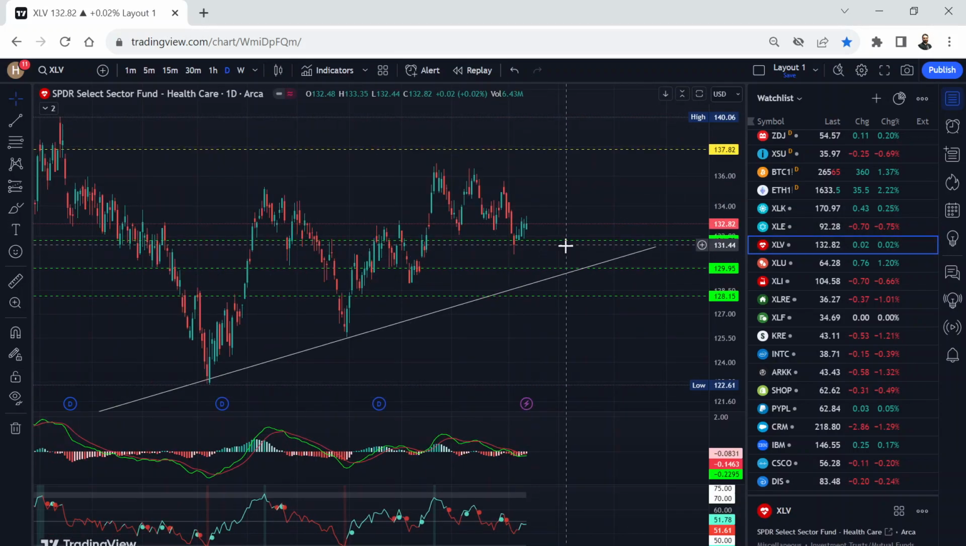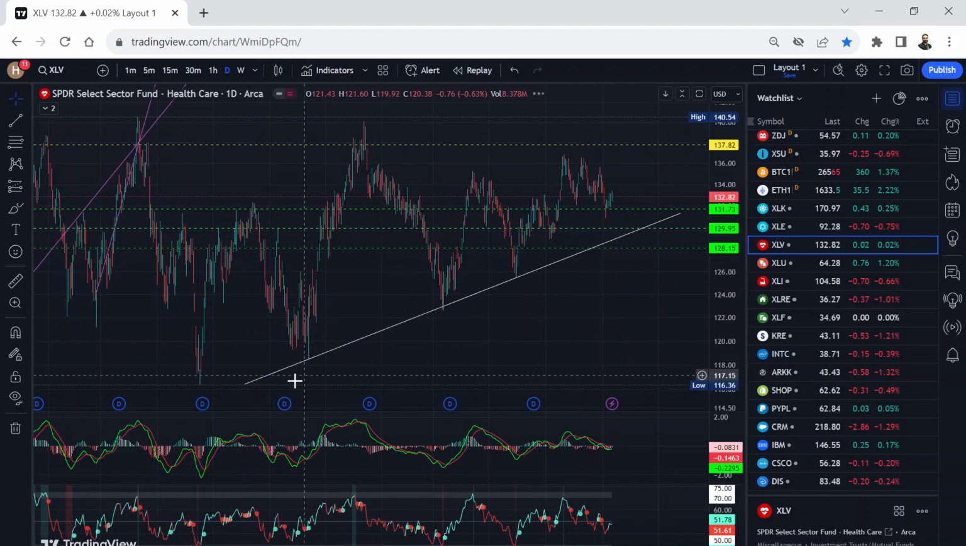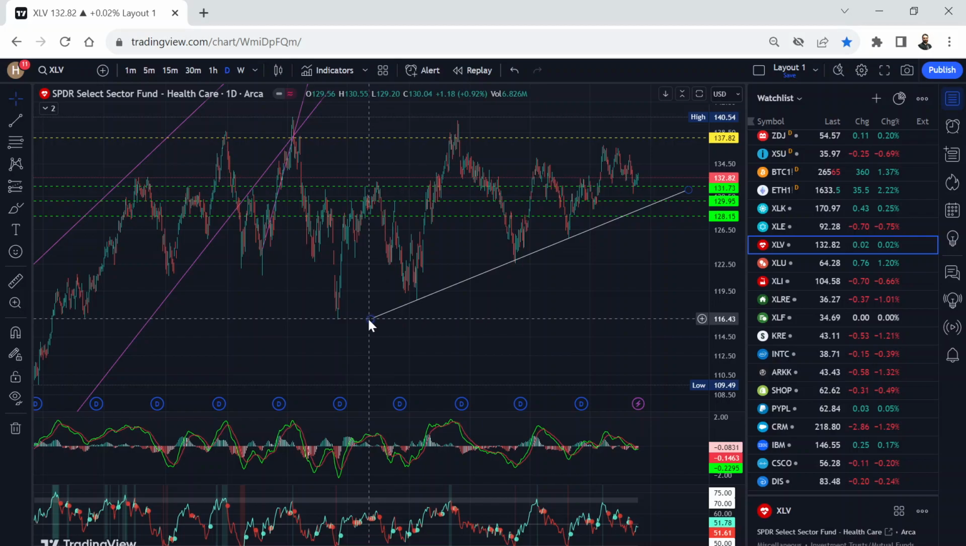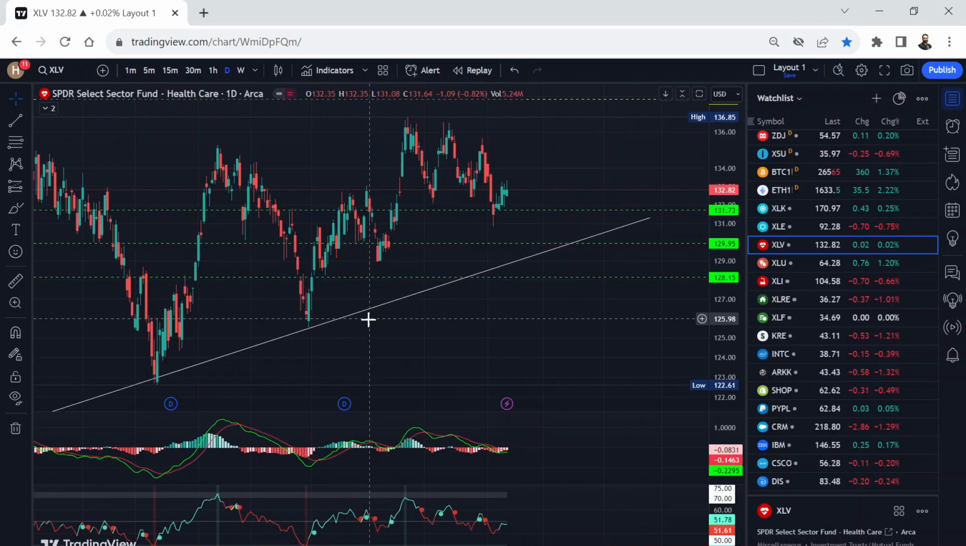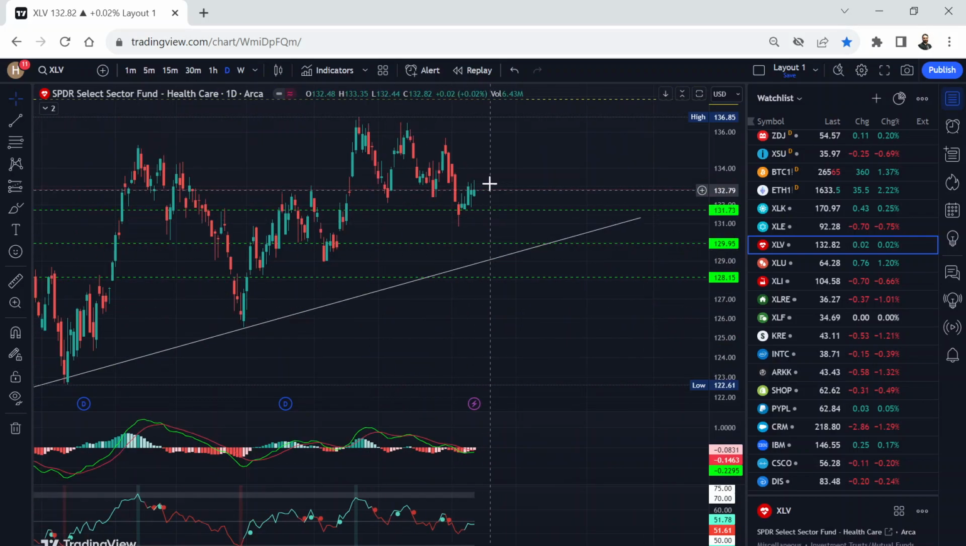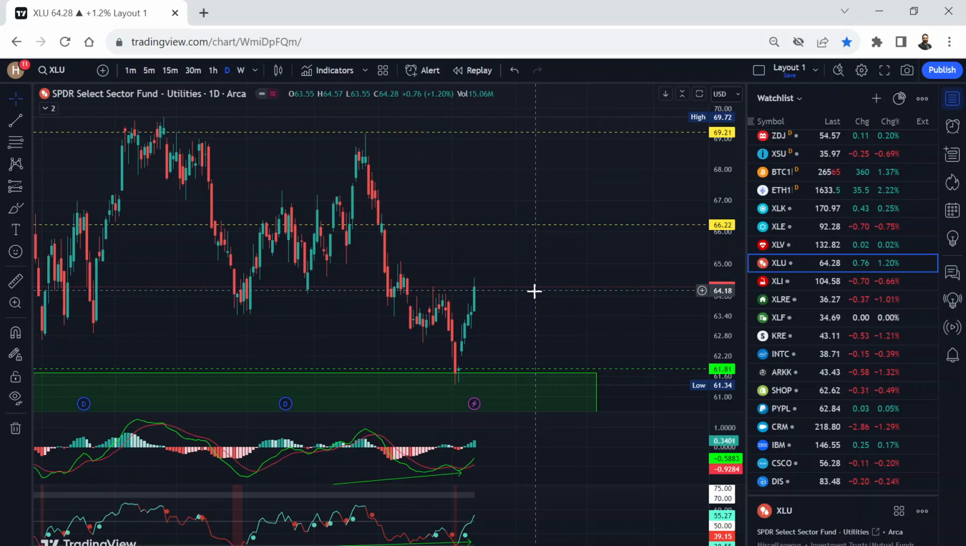Healthcare looks like holding a gap down, a gap up. So if it comes down, because S&P 500 has weak seasonality around September, look to buy on the tags of this trend line here. XLU 1.2% up, which is awesome.